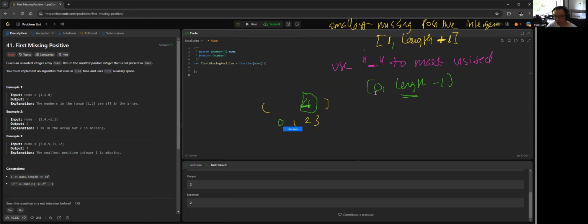So as I said earlier, we can use index 0 to represent the length. We can set the value at this index to be negative to represent the number equal to the length.